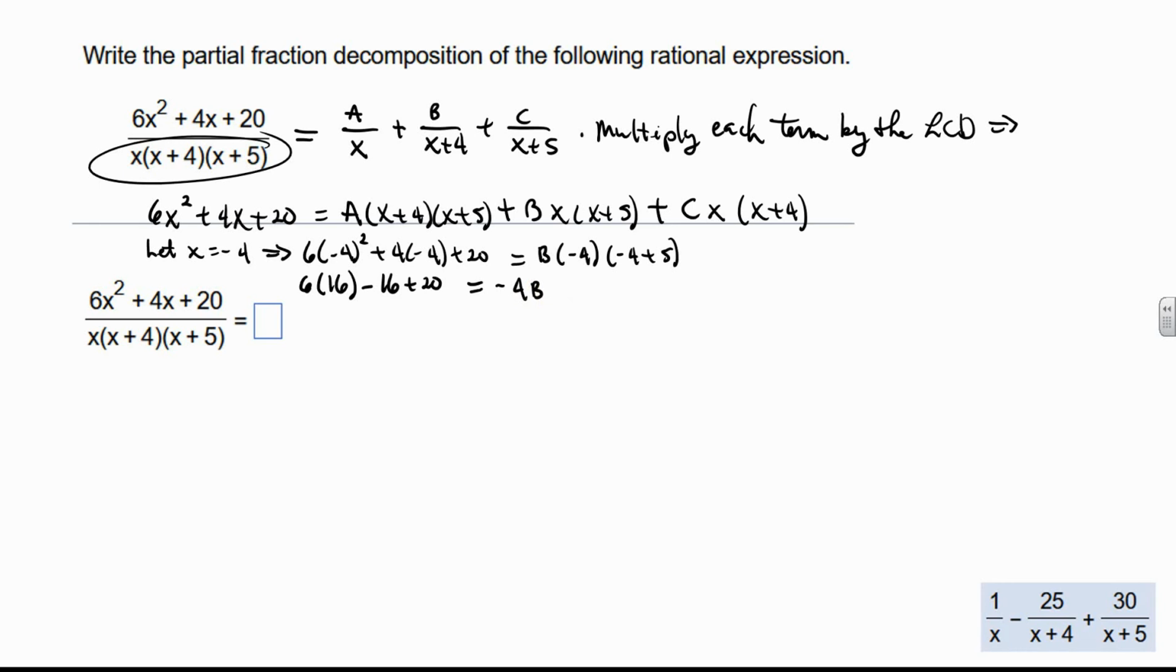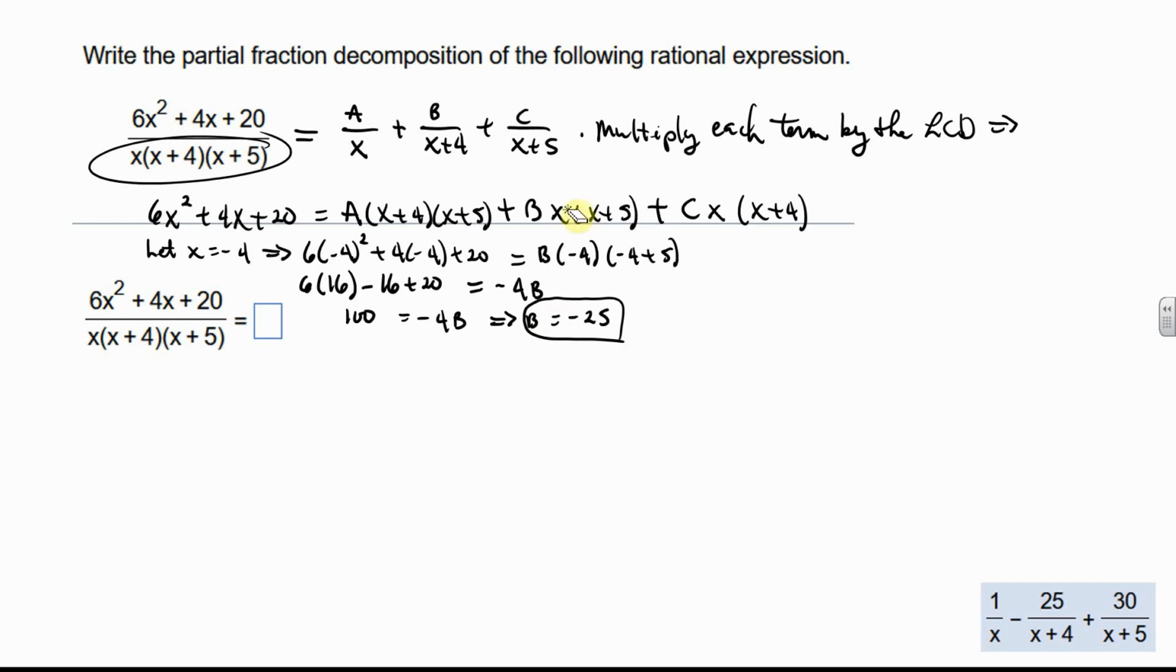So 6 times 16, that's 96. And then that's plus 4. So this is 100 is equal to negative 4b. So divide both sides by the negative 4, this implies that b is equal to negative 25. Okay. I do the same thing here for x.